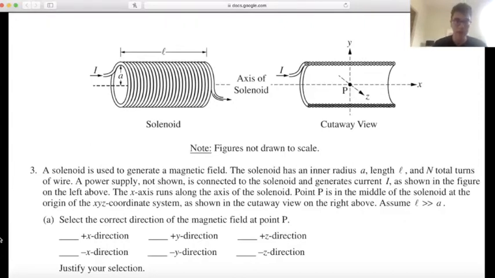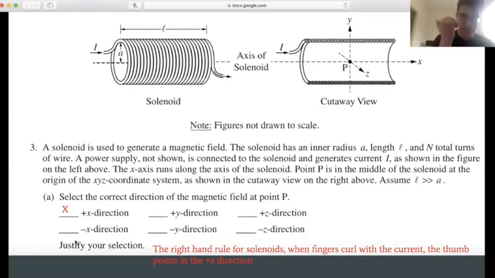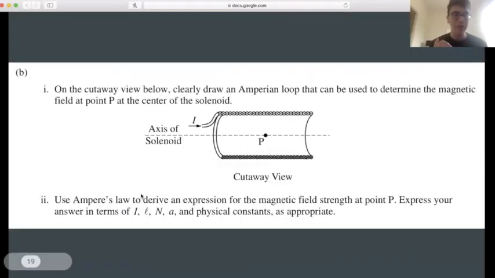So first, we're going to select the direction of the magnetic field at point P. Using our right-hand rule for coils and loops of wire, we'll see that the magnetic field is going to be in the positive x direction because the magnetic field will go with the direction of current. So our justification will be the right-hand rule for solenoids. When the fingers curl with the current, the thumb points in the positive x direction. Now let's move on to the next question.